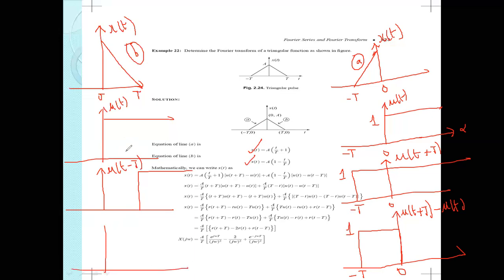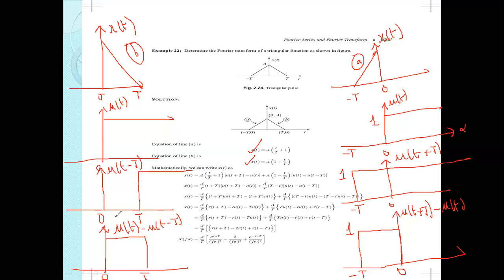Now, to get the portion between 0 and T, we can subtract these two functions. That means u(t) minus u(t minus T). Then we get a 1 only from 0 to T, and the remaining function is 0.